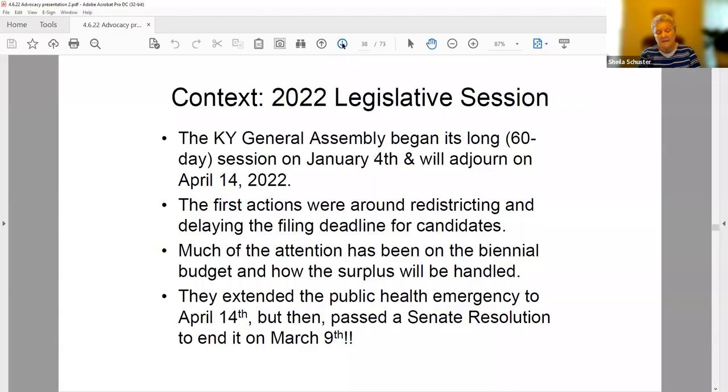They extended the public health emergency period from January 15th to April 14th. And then they went back and changed it and passed a Senate resolution to end it on March 9th. So that affected reciprocity. I don't know the answer to that.